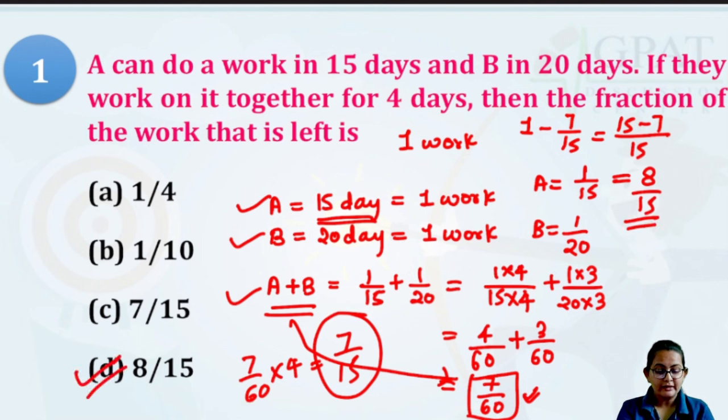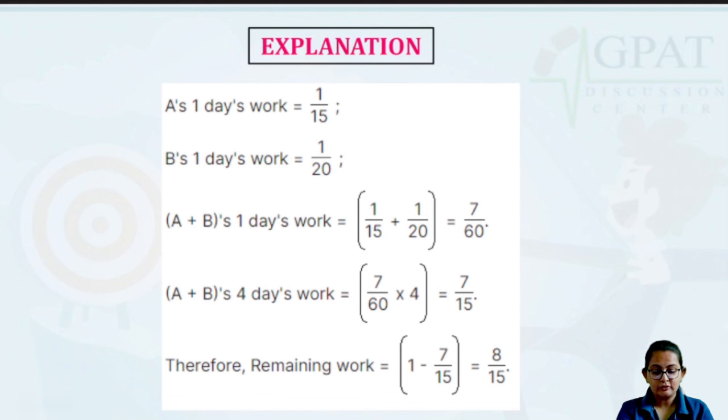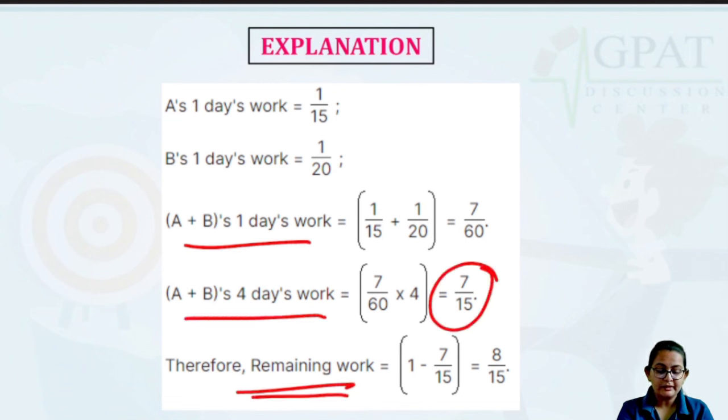Okay. So if they are working together for 4 days, that means the total work done is 7 by 15. What is the work remaining? If we talk about one work, then 1 minus 7 by 15, you get this particular answer, 8 by 15. Okay, this is the explanation. You can see A and B working together for 4 days do 7 by 15, and the remaining work is one work minus the amount of work which is done, and this is the amount of work which has been left out.